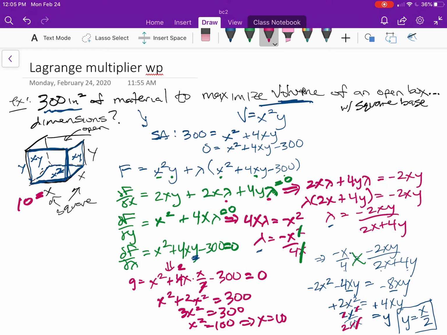So I know that this length is 10, and it's in inches. So this base has a 10 by 10. Now we just need y, but y is just x over 2. So since y is x over 2, we have 10 over 2, which is 5. So the dimensions are 10 by 10 by 5 inches, where 5 is the height. Okay, these are the base.